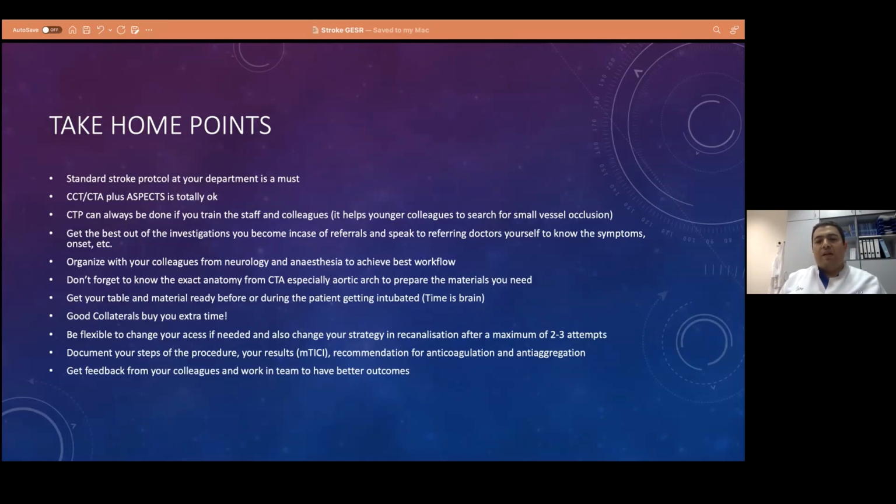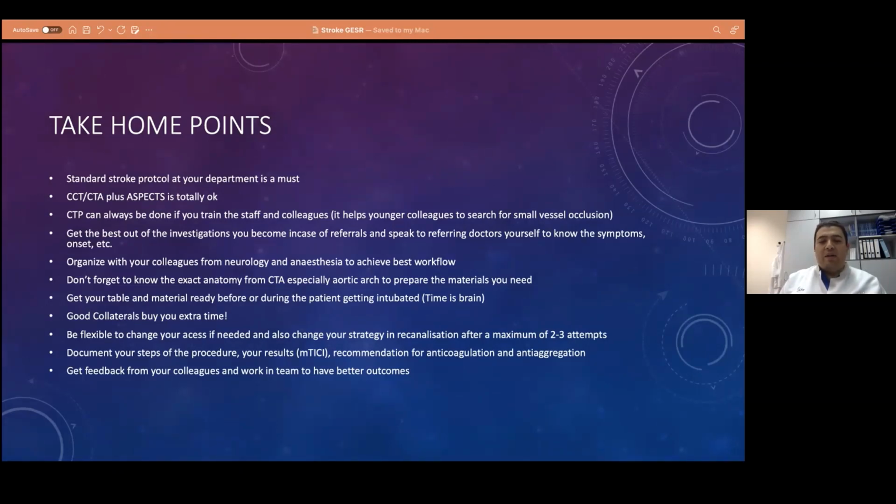Speak to the doctors yourself, know the symptoms, know the onset. Try to organize everything with your colleagues from the neurology and anesthesia to achieve the best workflow at your department and optimize the outcomes. Don't forget to know the exact anatomy before you get on table, because you can get to chaos if you don't know really the anatomy. Get your table material prepared while the patient is getting intubated or before it. You know, time is brain.